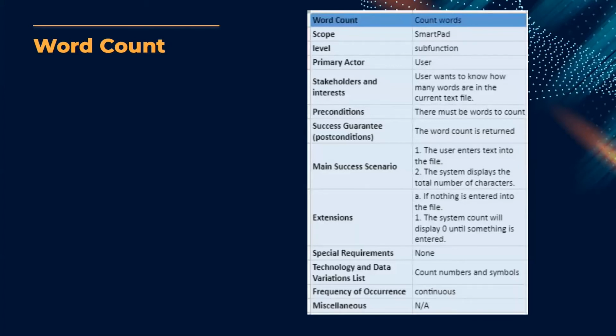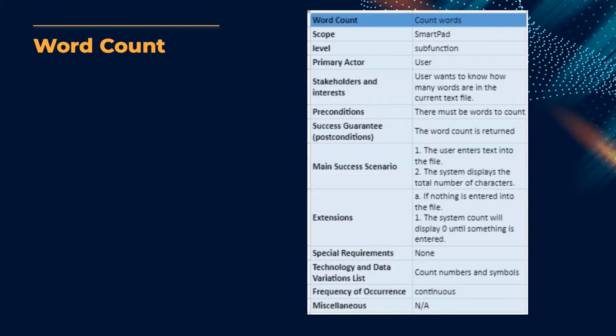Okay, I'm Ellis, and I'm going to explain to you the word count feature. This is the fully addressed use case for word count. And the scope is for SmartPad. The level would be considered a sub-function. This would be for the user, whoever's using SmartPad.